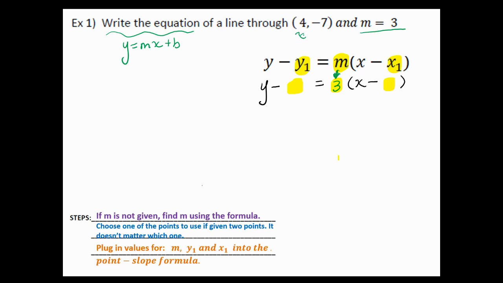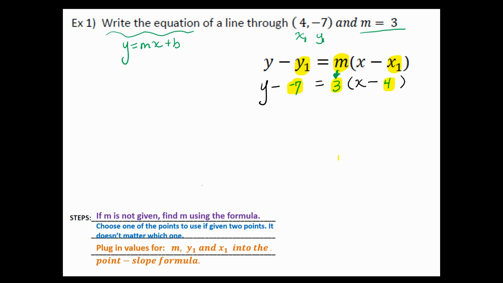And then we have a point, and we can call it x sub 1 and y sub 1, right? x1, y1. So that's where we're going to put these numbers. Be careful. The y comes first. It'll be a -7. And the x sub 1 is in the back here. So you just have to remember where to put the numbers in.